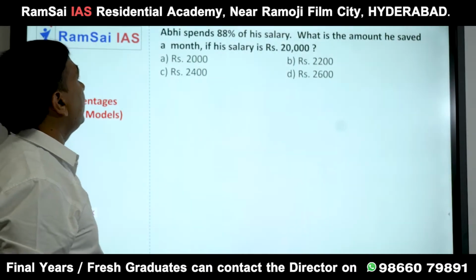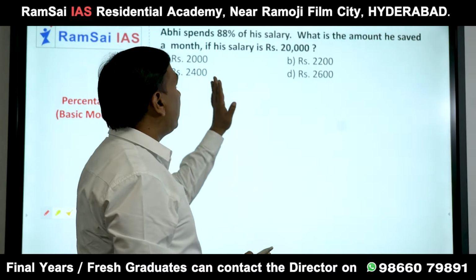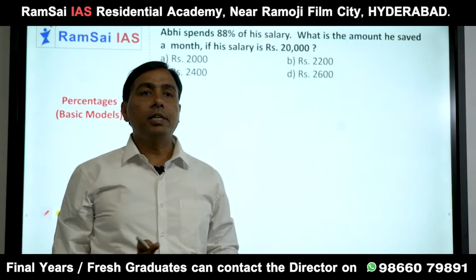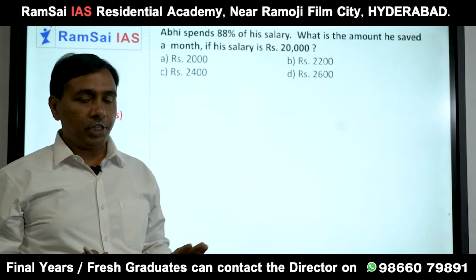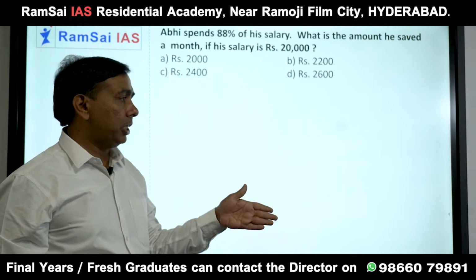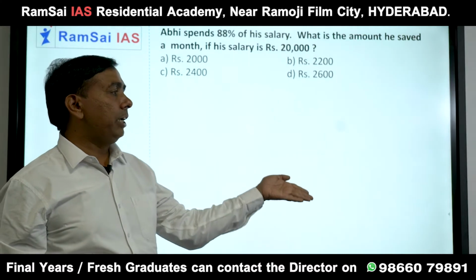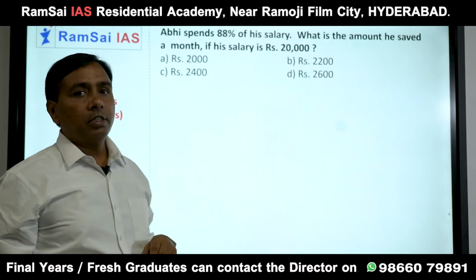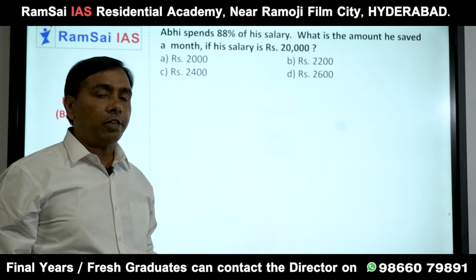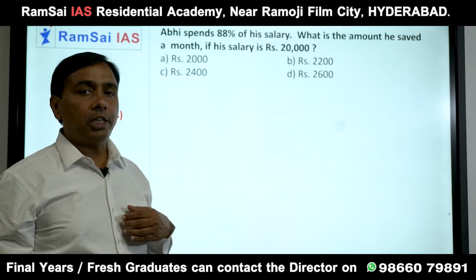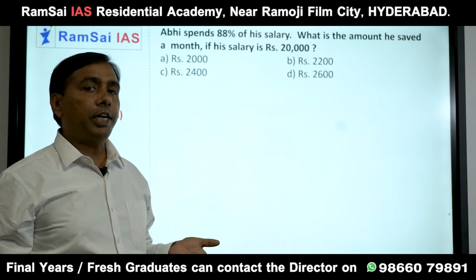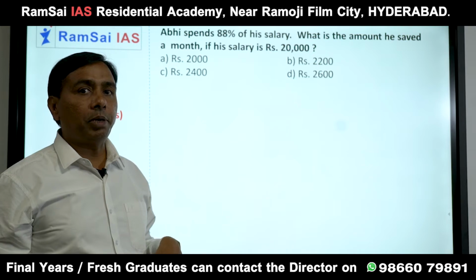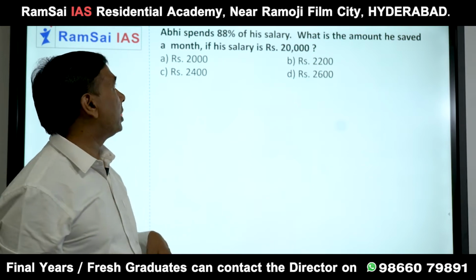Abhi spends 88% of his salary. His salary is 100% and he spends 88% of it. That means if he gets 100 rupees as his salary, then he spends 88 rupees out of it. So what is the percentage he saved? 88 out of 100 has to be subtracted from 100. 100 minus 88 is 12%.